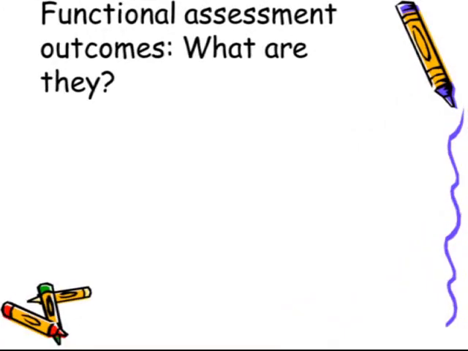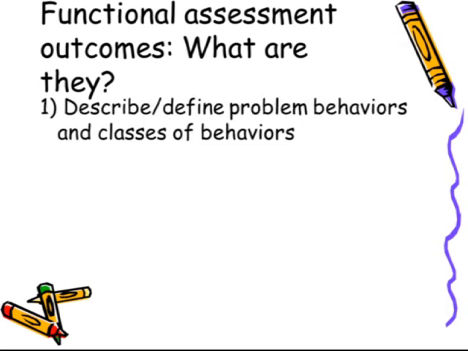There are a number of very important outcomes to a functional behavior assessment. These are the things that we want to have once we've completed it. The first one is we want a clear description and definition of the problem behaviors. In other words, we want to know very clearly what the problems are and how we are going to measure them in a meaningful way.